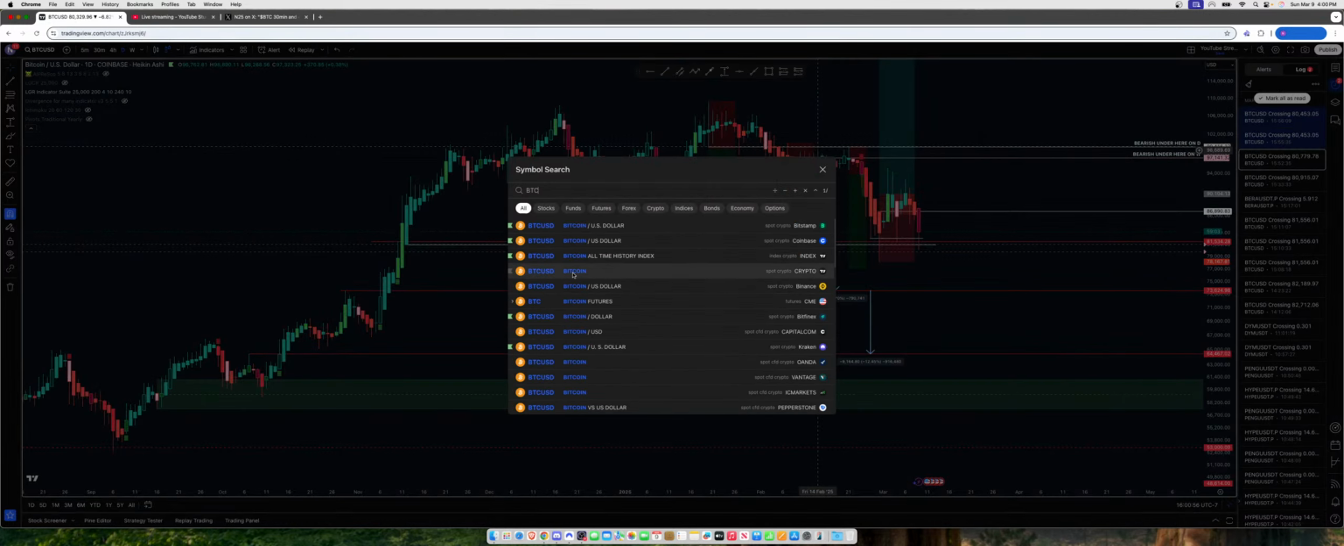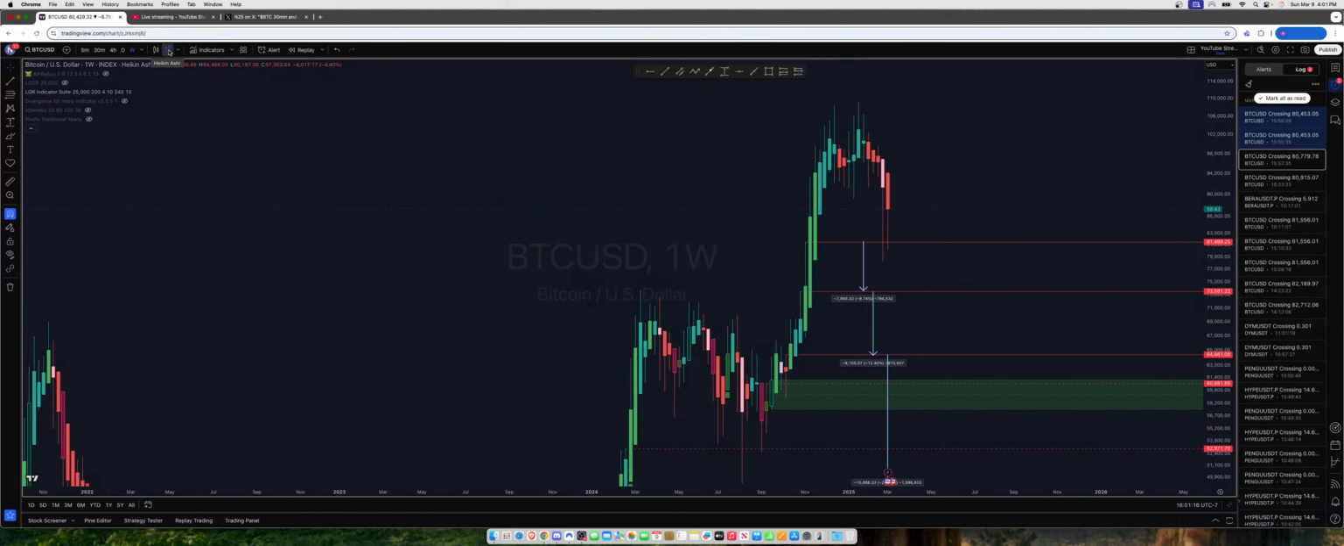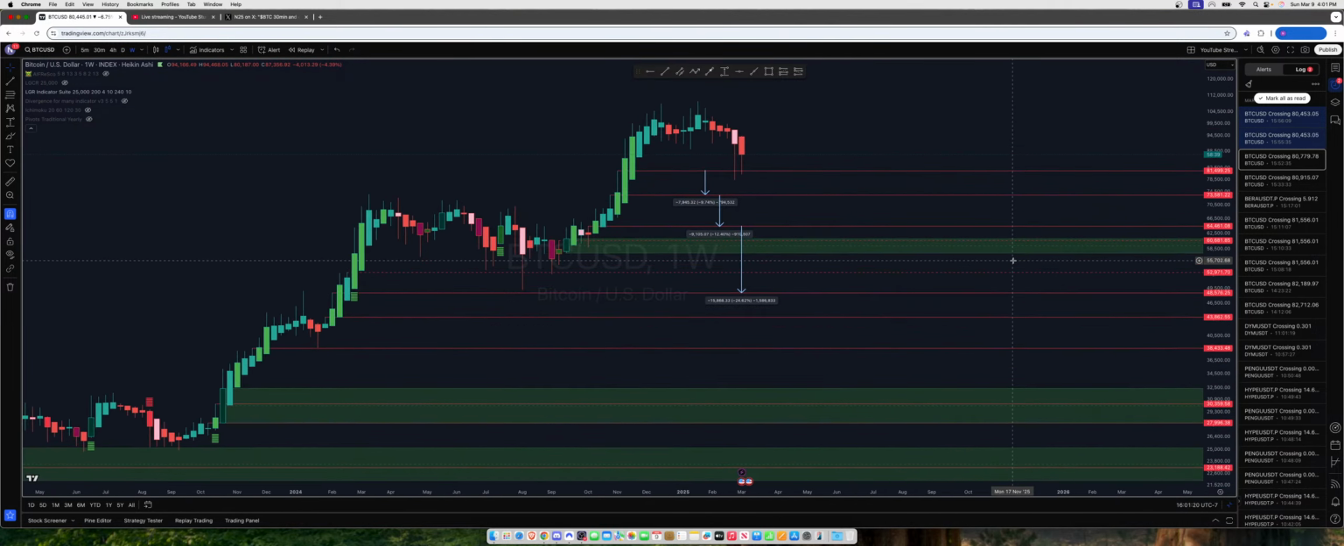Alright, guys. Hope everyone can hear me. Let's get started. I'm going to look at Bitcoin first, obviously. This is the weekly chart, the weekly index chart. I'll be using the index for Bitcoin.